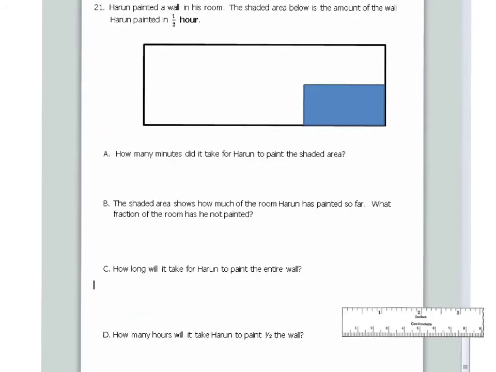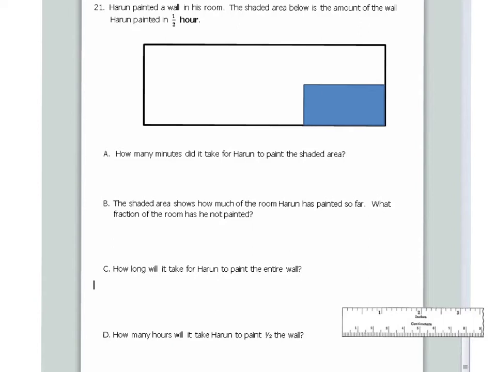All right, let's move on to the last question. Haroon painted a wall in his room. This shaded area below is the amount of the wall Haroon painted in half an hour. This is very much like the first test I sent home with you as a check, just to see how well you were doing after the first week of fractions, and you were able to use that to prepare for this test. So it was almost exactly like that question. So hopefully you used that test as a review.